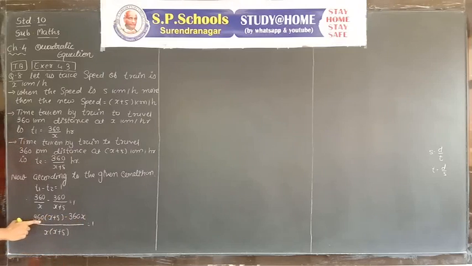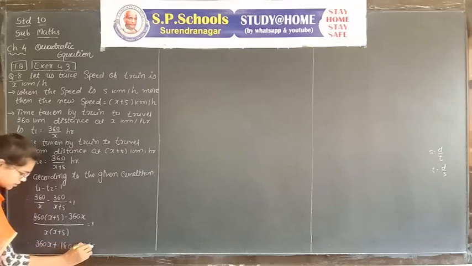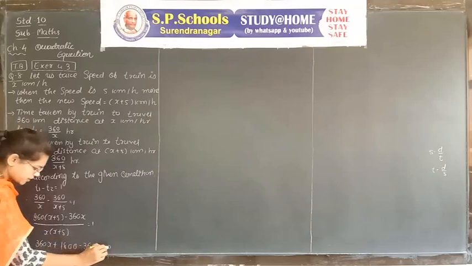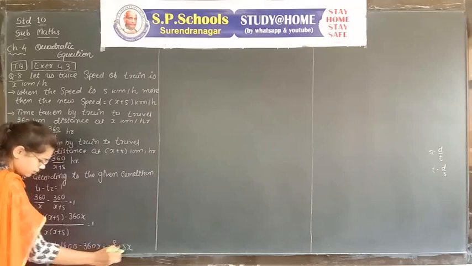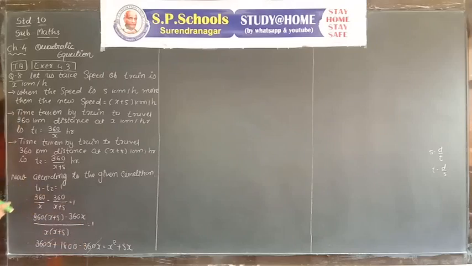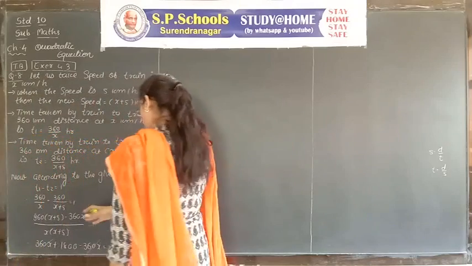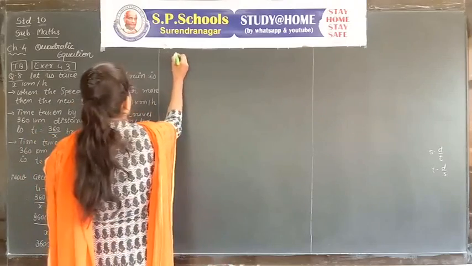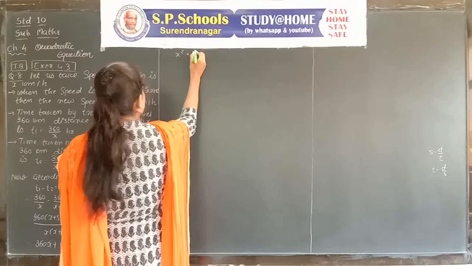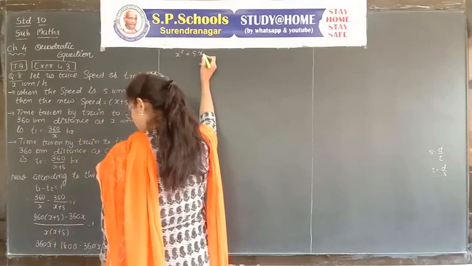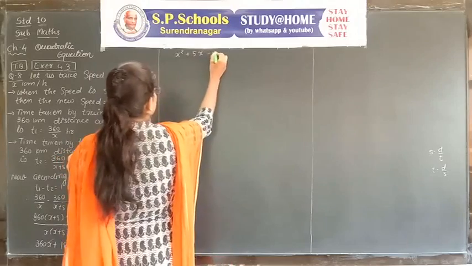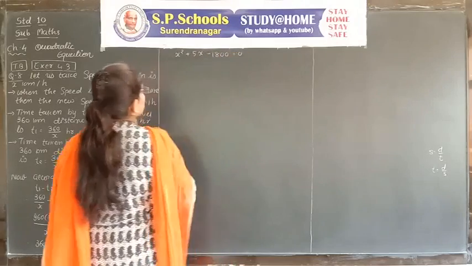Now we multiply 360 with the bracket and get 360x plus 360 into 5, which is 1800, minus 360x, equal to x multiplied by x plus 5, which is x square plus 5x. Now plus 360x and minus 360x cancel. To make an equation, we shift 1800 from the left-hand side to the right-hand side and get x square plus 5x minus 1800 is equal to 0.